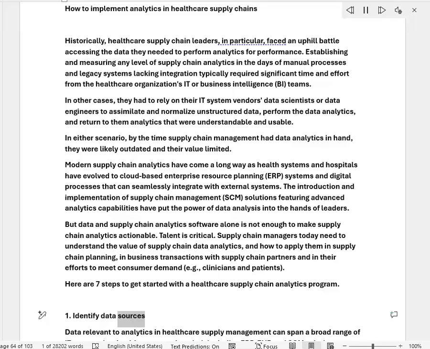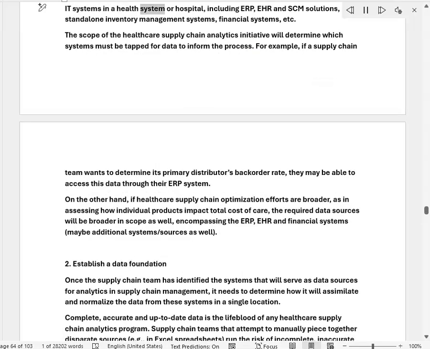1. Identify data sources. Data relevant to analytics in healthcare supply management can span a broad range of IT systems in a health system or hospital, including ERP, AIR, and SCM solutions, standalone inventory management systems, financial systems, etc. The scope of the healthcare supply chain analytics initiative will determine which systems must be tapped for data to inform the process. For example, if a supply chain team wants to determine its primary distributor's backorder rate, they may be able to access this data through their ERP system.